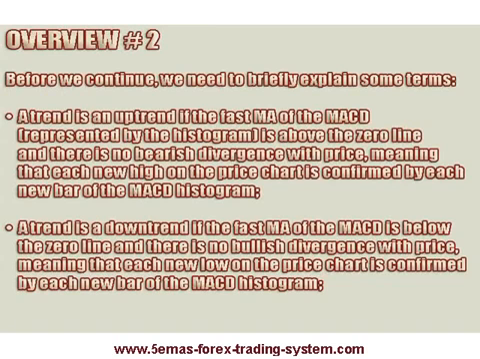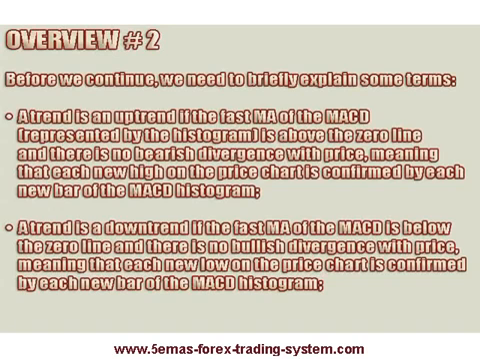Before we continue, we need to briefly explain some terms. We define a trend as being an uptrend if the fast-moving average of the MACD, represented by the histogram, is above the zero line and there is no bearish divergence with price. This means that each new high on the price chart is confirmed by each new bar of the MACD histogram.